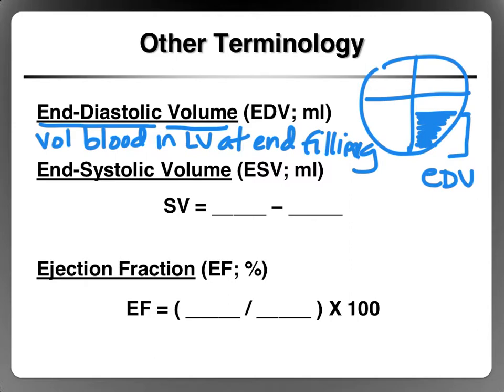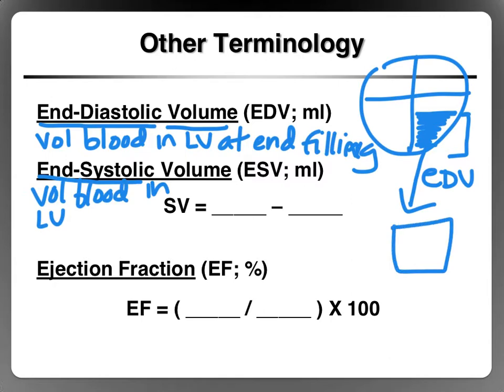So the same way, let's talk about end systolic volume. End systolic volume is the volume of blood in the left ventricle. And think about it, what's going on during systole? During systole, the left ventricle is contracting and it's ejecting blood. So it's the volume of blood in the left ventricle at the end of contraction.